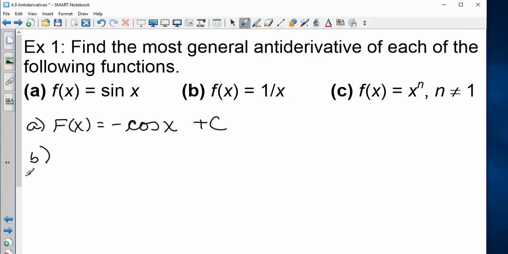B. 1 over x. That's the derivative. 1 over x is x to the negative 1. But if you just add 1 to that power, you get an x to the 0, which is 1, and that doesn't even make sense, does it? What did you say? ln. The derivative of a natural log is 1 over x. So this is ln of x plus c.